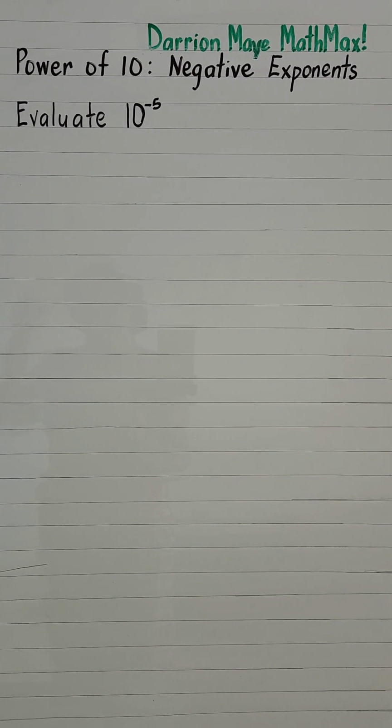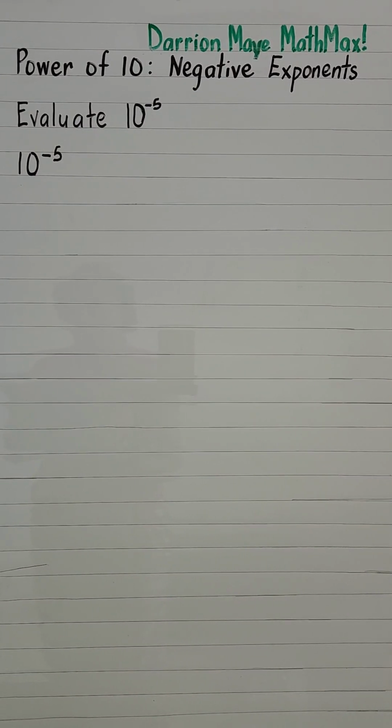In today's video, I will show you how to represent a power of 10 with a negative exponent in fractions and decimal forms. Our example: evaluate 10 to the negative 5.